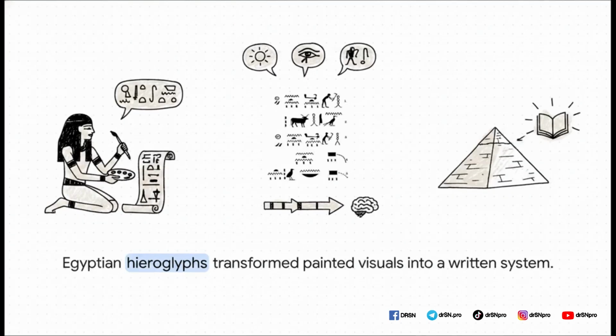Now, what's really interesting here is how Egyptian hieroglyphs took painted, visual information and completely transformed it into a formal written system. I mean, this wasn't just decorative drawing. It was a full-blown instructional system combining logographs, phonetic glyphs, and ideographs. In fact, it was so complex that it required a highly specialized scribe just to encode and decode the messages. This was a massive, game-changing leap forward in how humanity stored and taught information.